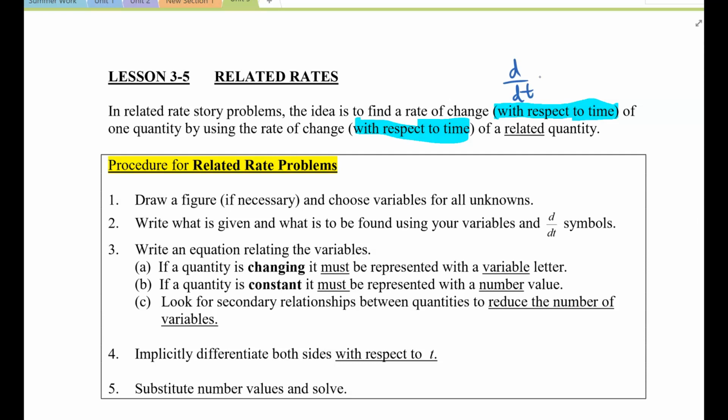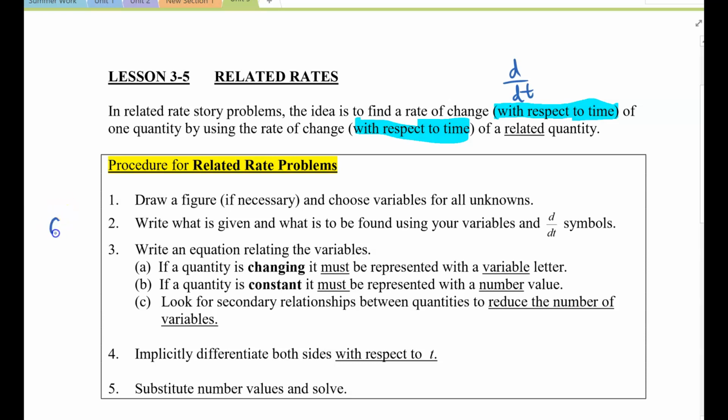Okay, so I'm going to read through these steps. Step 1, draw a figure if necessary and choose variables for all unknowns. We all know that a picture is worth 1,000 words. So draw a picture if you need to, and also use one if they give it to you. Number 2, write what is given and what is to be found using your variables and dt symbols. This is very, very important.